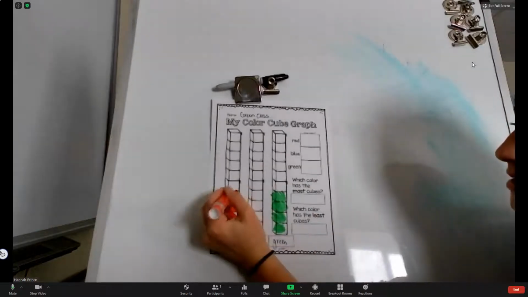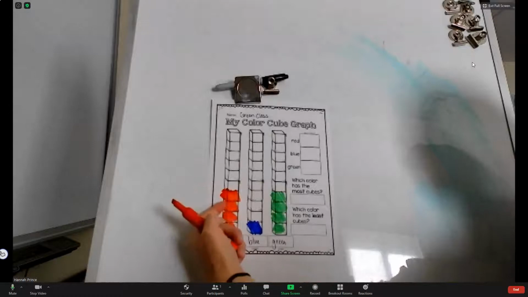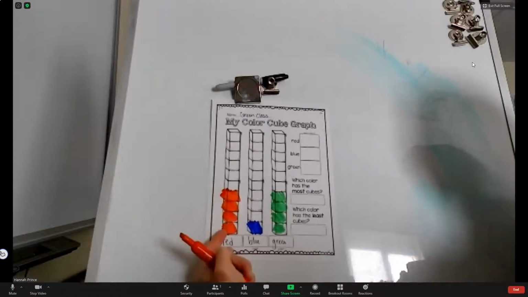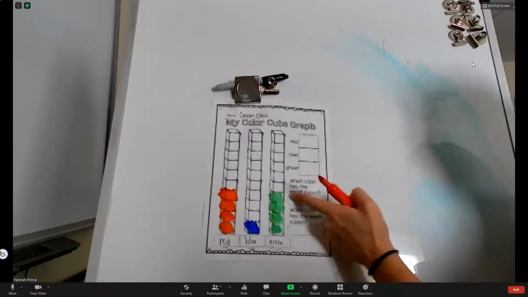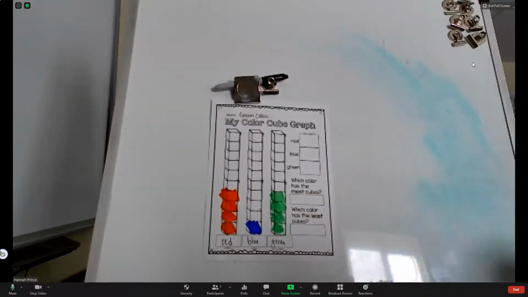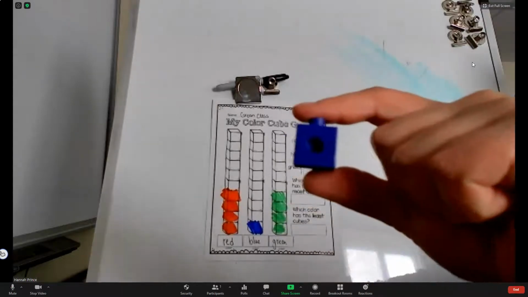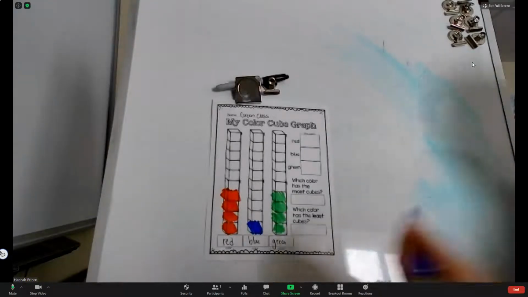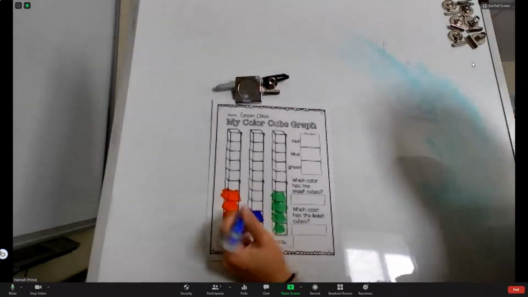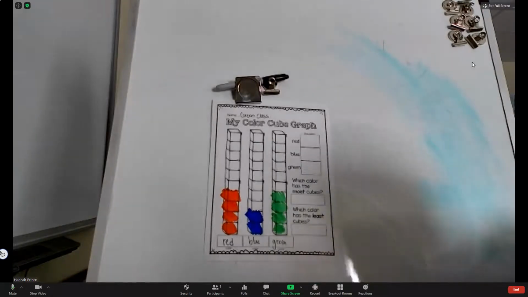I think we need to stop and count and make sure that we only go to 10. 1, 2, 3, 4, 5, 6, 7, 8, 9. We get one more cube to draw. We got a blue. So we have our 10 cubes. Now we need to fill out this part of the chart. So let's go through the questions.